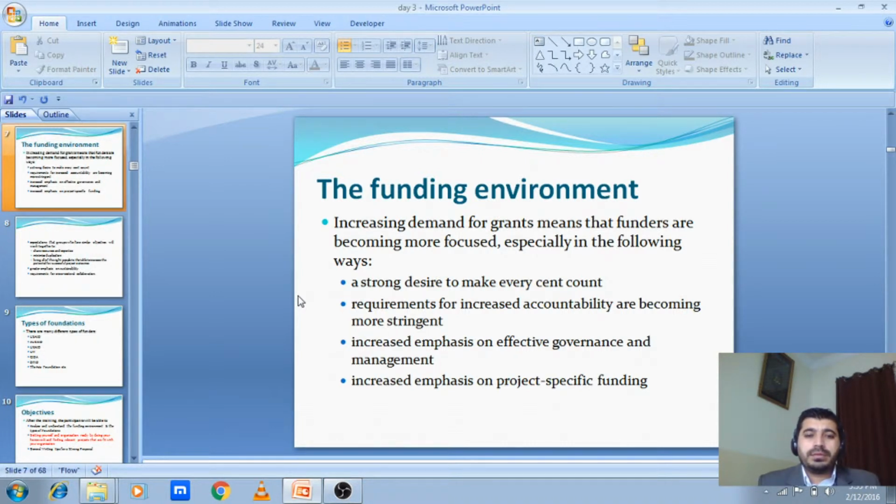as well as they would like to now specify their funding on particular specialized areas. So their emphasis is basically project-specific funding, and they don't usually fund generic kinds of projects. So they want you to be very focused, straightforward, to the point, time bound, and narrow down your area of interest.